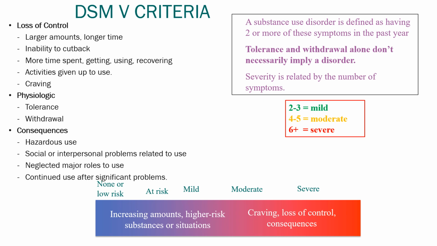Consequences are the most important thing to figure out to see if someone has a substance use disorder. So have they overdosed? Have they had a hazardous use, gotten themselves into social situations that are dangerous? Have they been incarcerated? Have they lost jobs? Have they gotten DUIs? Have they lost relationships? The more consequences you have from a substance use makes it more likely that you have a substance use disorder, and the more consequences you get, that defines it if it's mild, moderate, or severe.